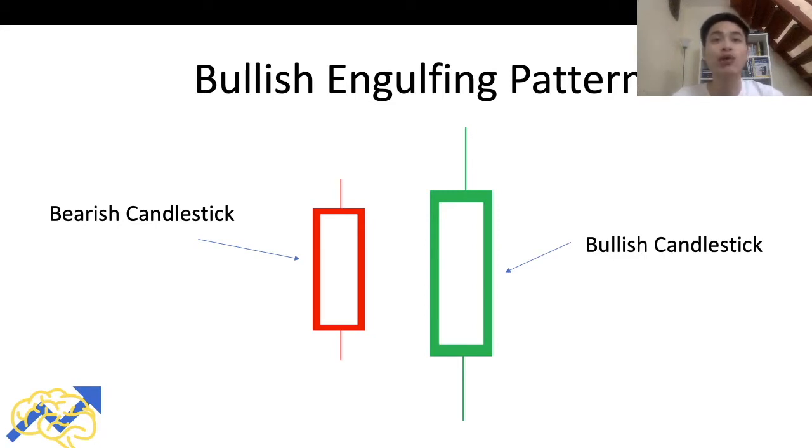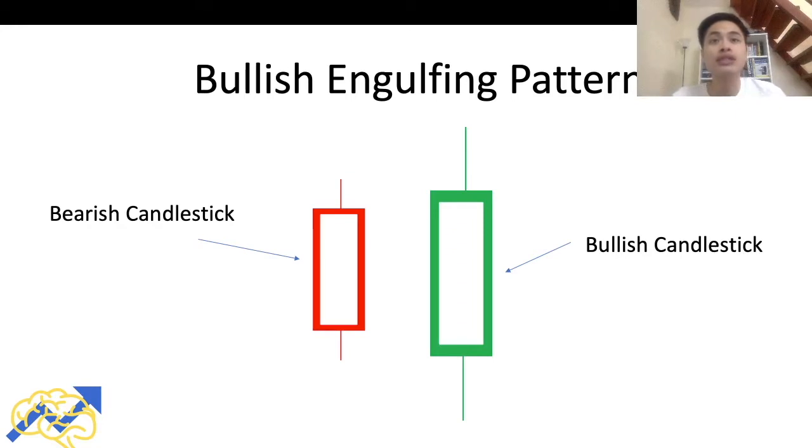The second thing that we want to look out for is that the second candlestick must be larger than the body of the bearish candlestick. As you can see on the picture on your screen, the body of the bullish candlestick is larger than the body of the bearish candlestick. So that is why we call it the bullish engulfing pattern, because the body of the bullish candlestick engulfs the body of the bearish candlestick.